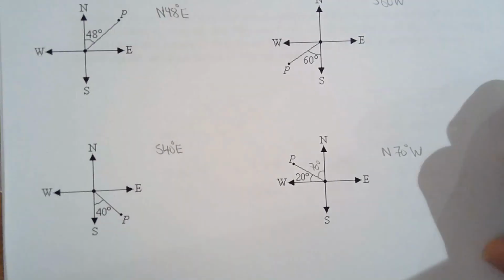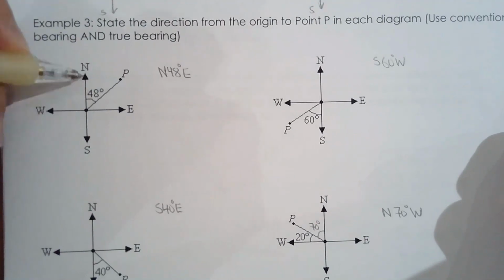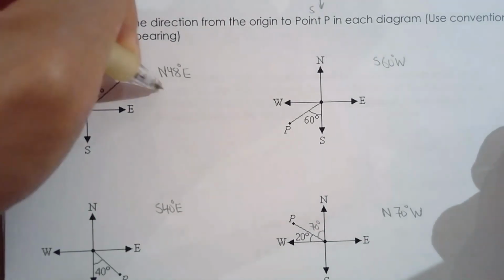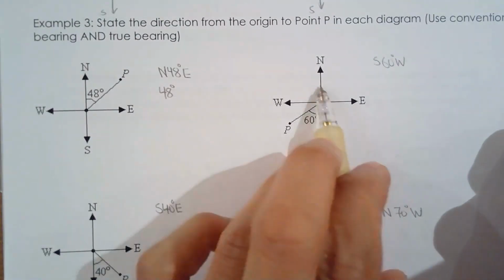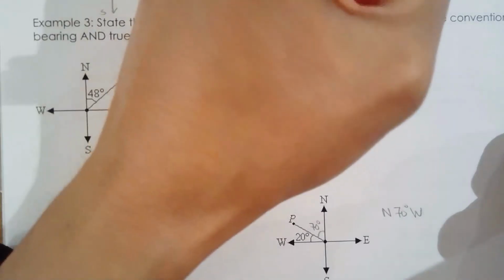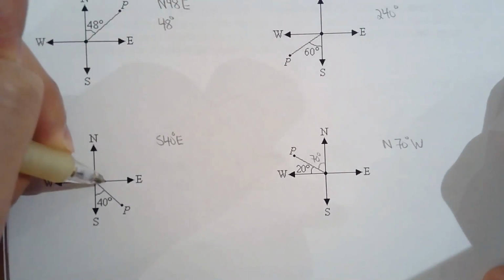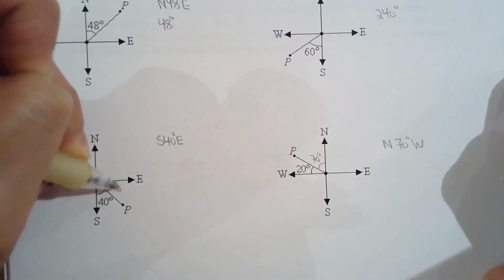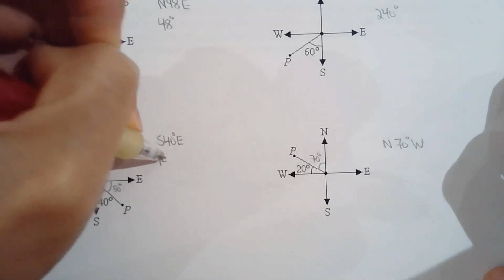So now I've done the conventional bearing for the four, but now I want to state the direction using true bearing. This one's easy. Just rotate clockwise by 48 degrees. What about this one? You have to go 90, 180, plus another 60, which is 240. All right, what about this one? This angle here is 50. Once again, complementary angles. So 90 plus 50 is 140.